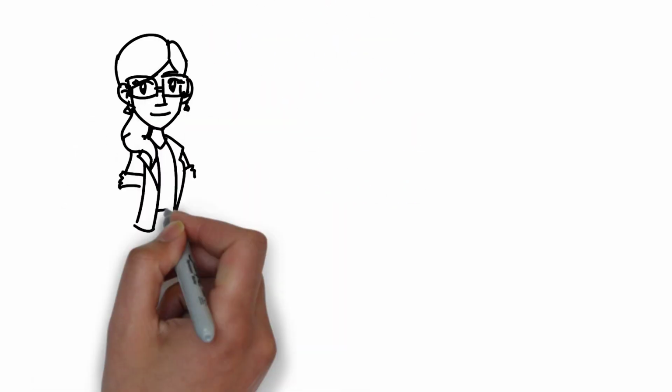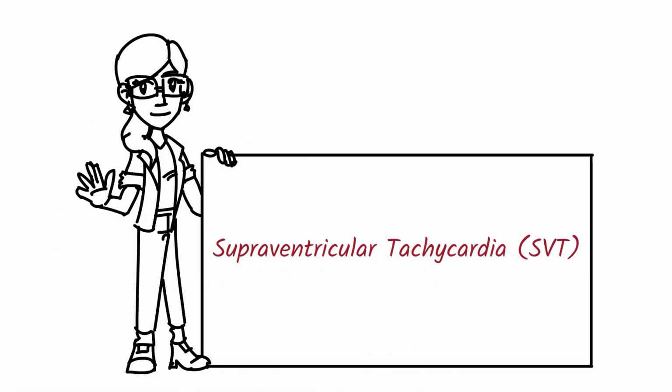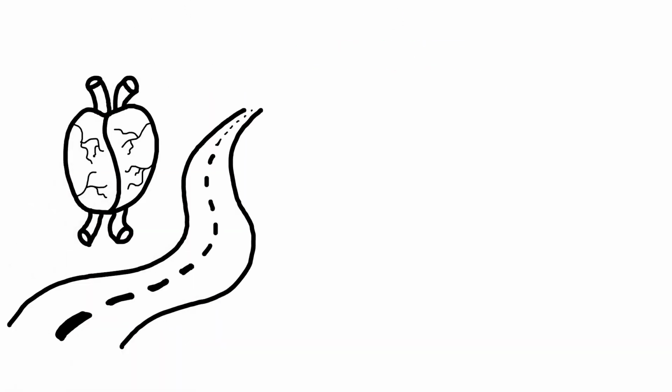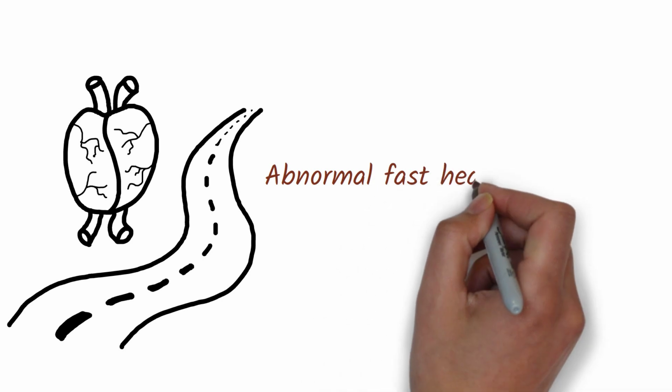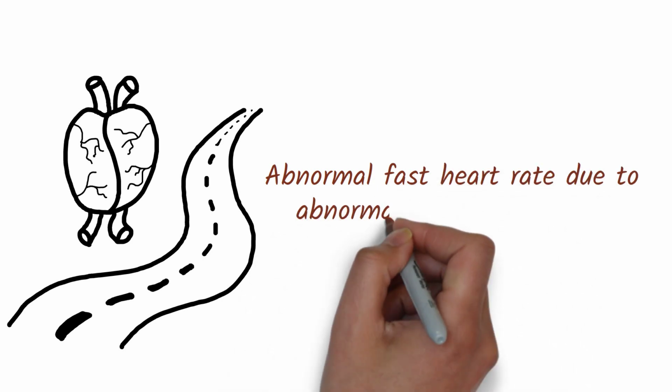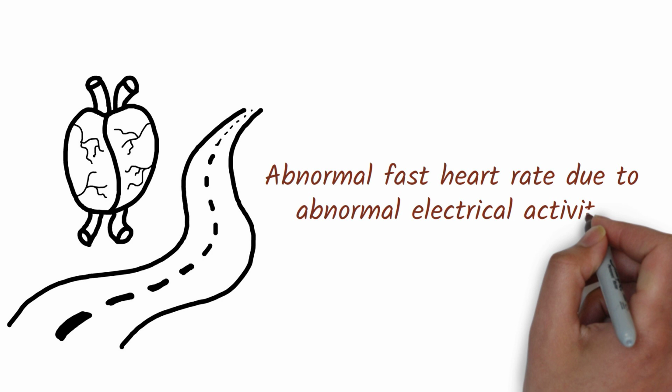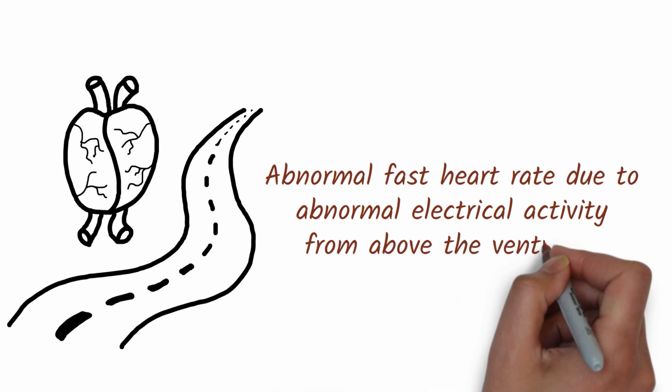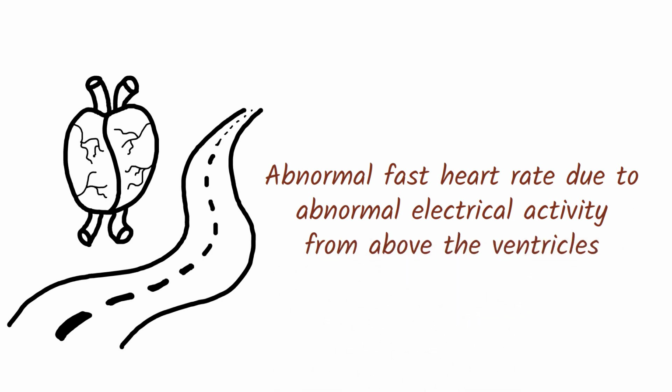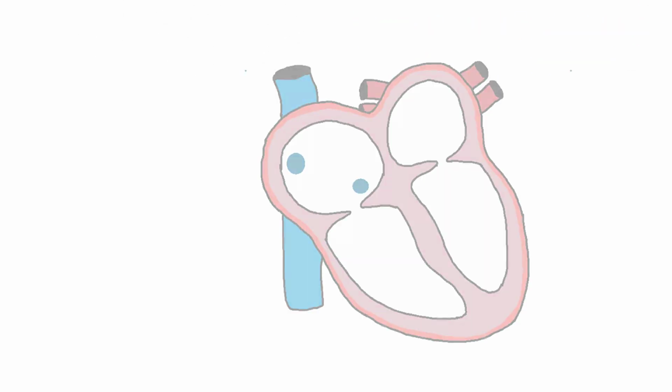In this video, we are going to talk about supraventricular tachycardia. Supraventricular tachycardia refers to an abnormally fast heart rate that occurs as a result of abnormal electrical activity above the ventricles, meaning from the atria. First, let's look into the normal conduction of the heart.